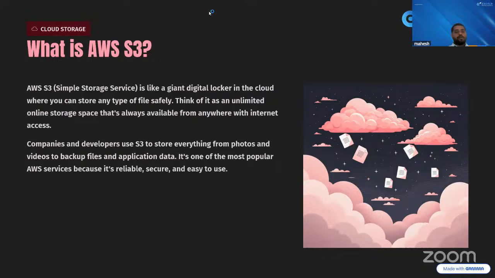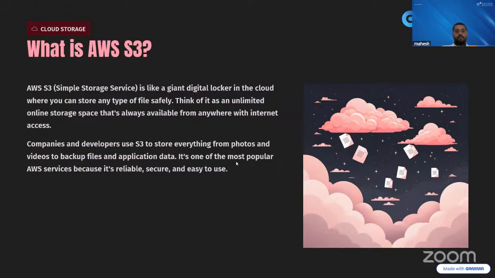So companies and developers use S3 to store everything from photos and videos all the way, because whatever data we want to store, we can store it, and even we can retrieve it, because it is very important. Hope it is clear to everyone, because the data is more secure, and it is reliable as well. We can access the S3 data from anywhere, so we can manage the data and also get more benefits and advantages.